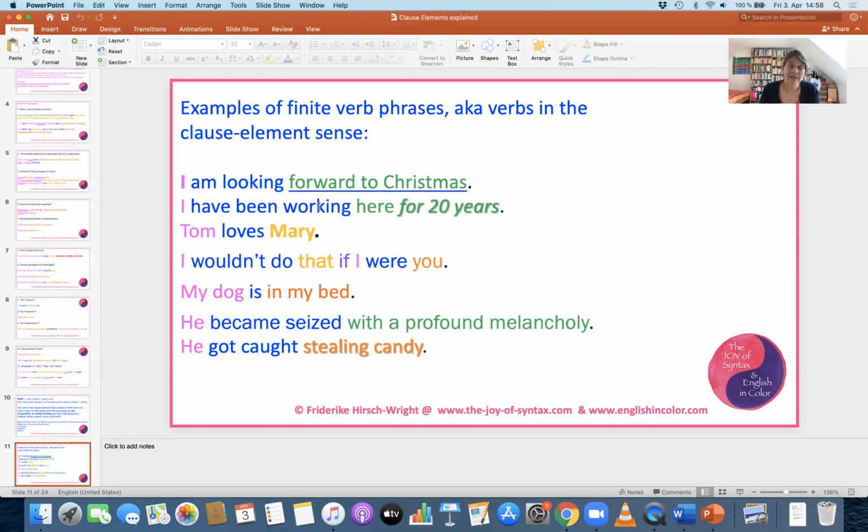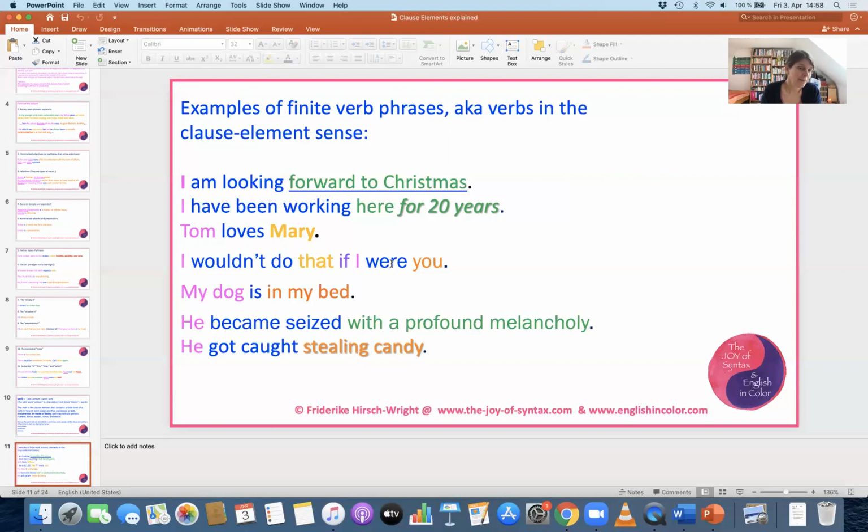We have a conditional clause type 2. Wouldn't do is the conditional one. We have the modal verb would in the negative and the main verb do, and then we have the subjunctive of to be, which actually looks like the indicative plural, but that's also a story for a different video. I wouldn't do that if I were you. Wouldn't do is a verb phrase or is a finite verb, and were is a finite verb.